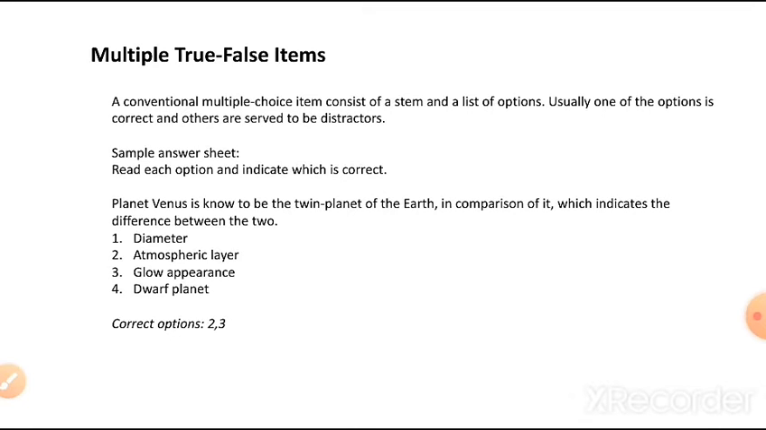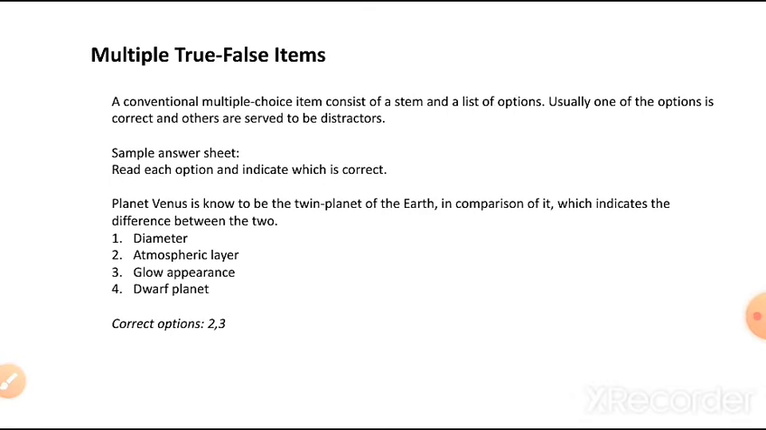It is a conventional multiple choice item, consisting of a stem and a list of options. Usually one of the options is correct and the others serve as distractors. So, example, read each option and indicate which is correct. Planet Venus is known to be the twin planet of the Earth. In comparison, which indicates the difference between the two? So we have here four succeeding options: diameter, atmospheric layer, glow appearance, or dwarf planet. The question says to indicate the difference between the two.